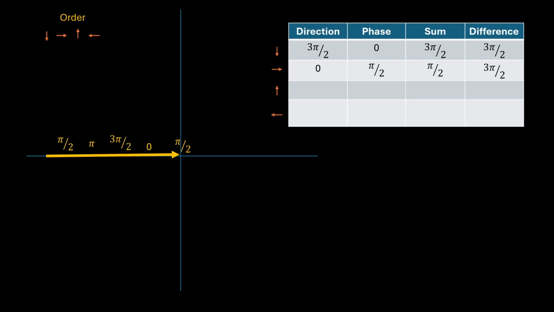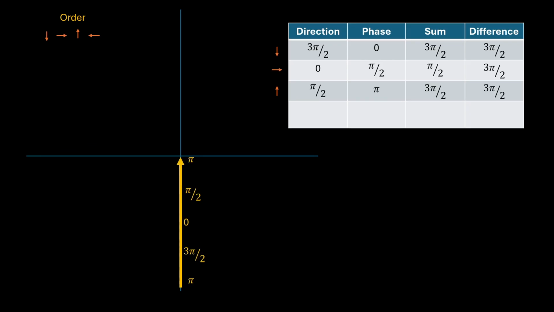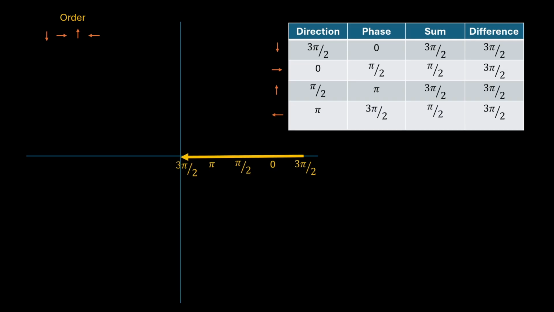We apply the same principle to the next wave direction of pi by 2, noting that the 0 phase must arrive in half a cycle's time, so it must currently have phase pi. The sum and difference are now both 3 pi by 2. Finally, with wave direction pi, we have phase 3 pi by 2, and the sum and difference are pi by 2 and 3 pi by 2 respectively.